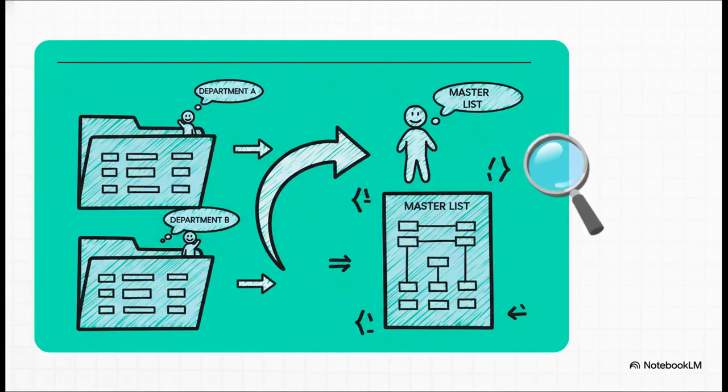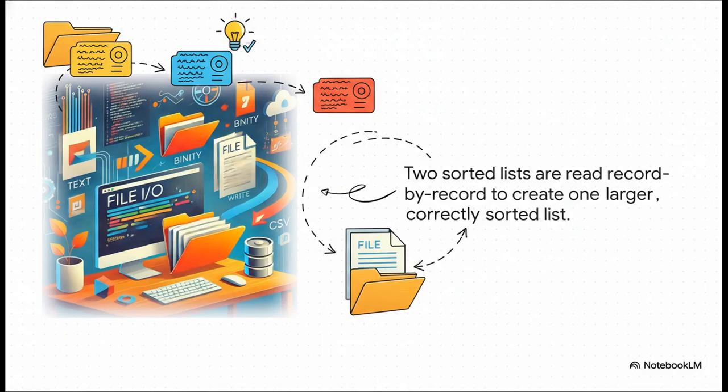Okay, another really smart technique is file merging. Let's say your company's East Division has a sorted list of employees, and the West Division has its own sorted list. Merging is just the process of combining those two lists into one big master list that is still perfectly sorted from top to bottom. And this shows you how it works.